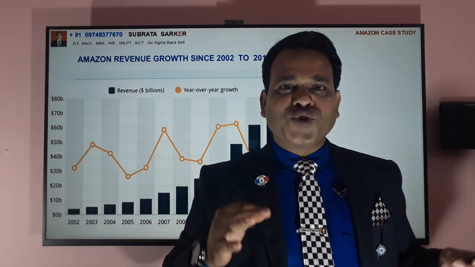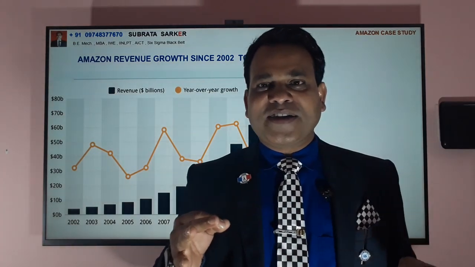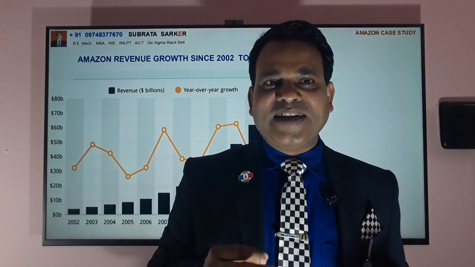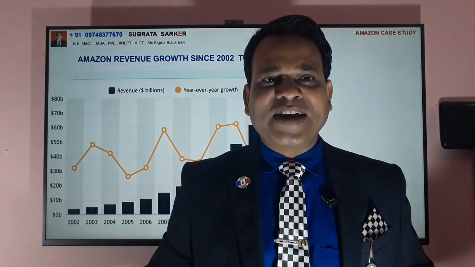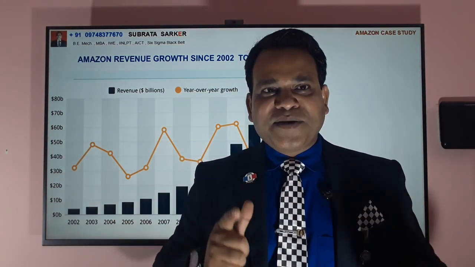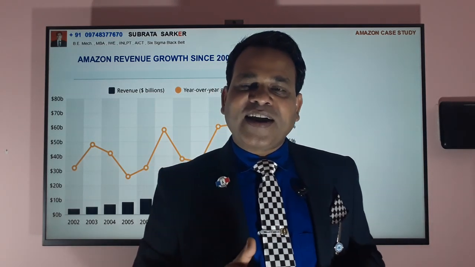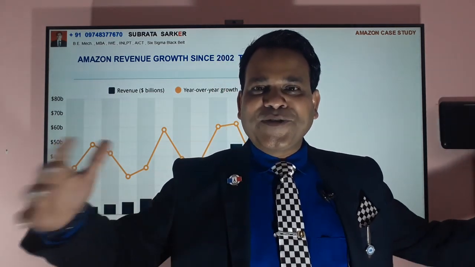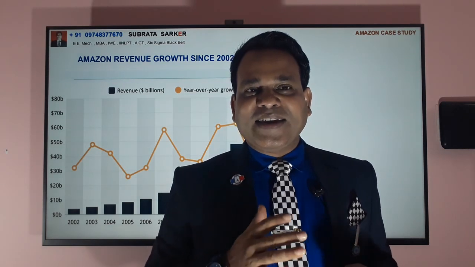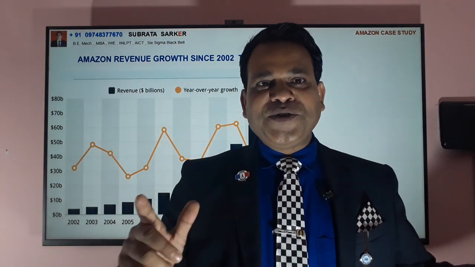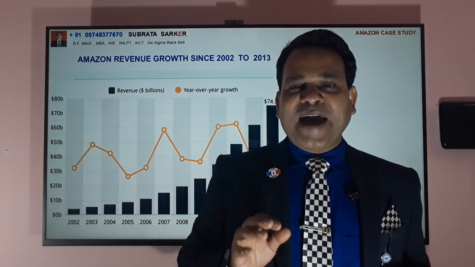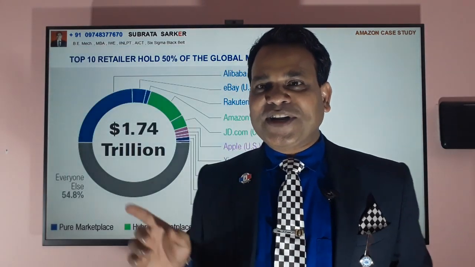And if you see, the total retail market in the whole world as of date is 1.74 trillion. Now there are 10 major retailers who are taking 50% of the whole market, and the rest is held by thousands of other players. Out of this 50% of the whole market, Amazon is capturing 13%, as you can see in this picture. And there is long-term growth.